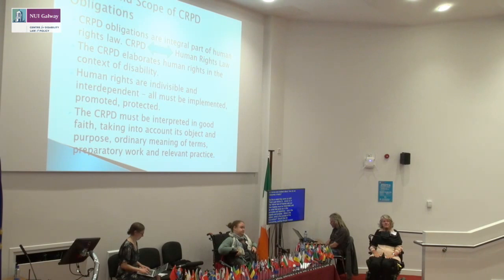The ordinary meaning of the terms, so basically what do the articles say? And then how does the preparatory work and relevant practice, how has that informed us? So what has the jurisprudence of the treaty body had to say? When we talk about the jurisprudence, we talk about the jurisprudence for individual complaints, communications, and also the jurisprudence in terms of general comments and concluding observations. So what's come out of the periodic reviews and what has come out of the policy work of the treaty body?